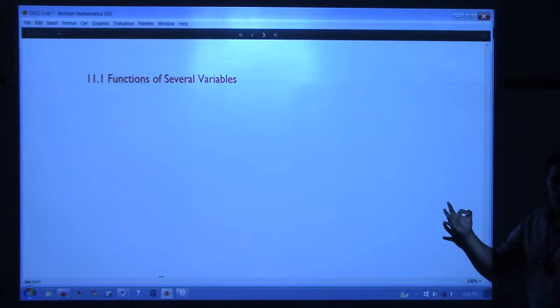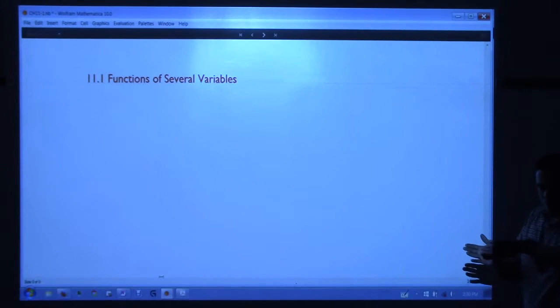There are 13 chapters in this book, right? Our plan is to cover 10, 11, 12, and 13. Finish the book. That's my plan. We'll get to the last page and be done. Close the book, all right? So 11.1, functions of several variables.